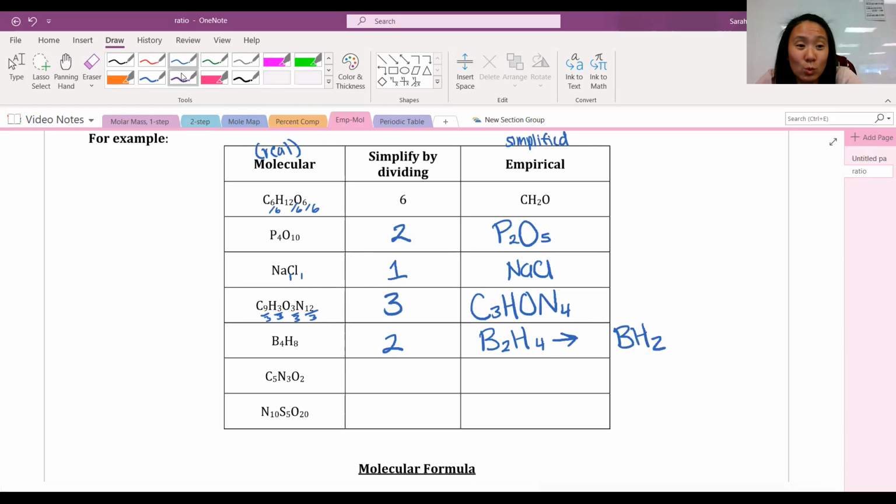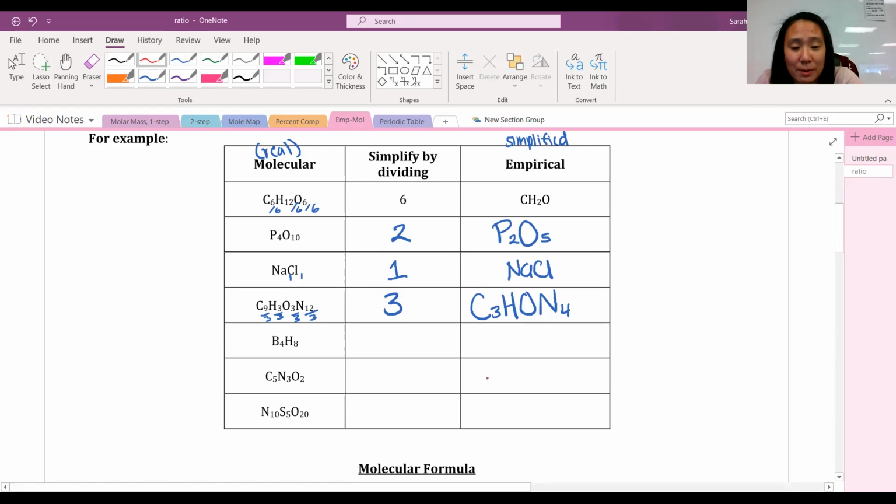Now, if you did it all in one shot, let me just erase this really quick. If you did it all in one shot, then you know that you could divide both of these numbers by 4. 4 divided by 4 is 1, 8 divided by 4 is 2, right? So if you end up dividing by 2 and you realize it's not fully simplified, just keep simplifying until you get to the end. This one right here is C5N3O2.